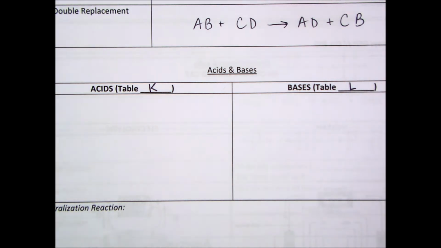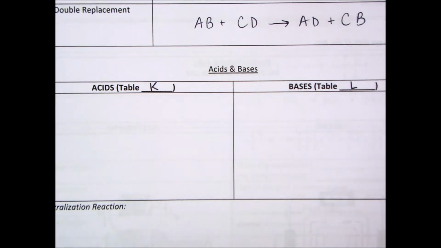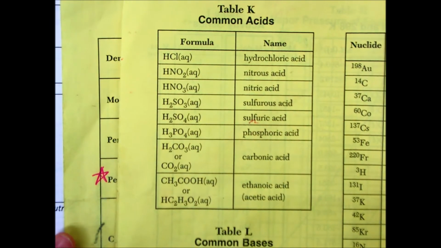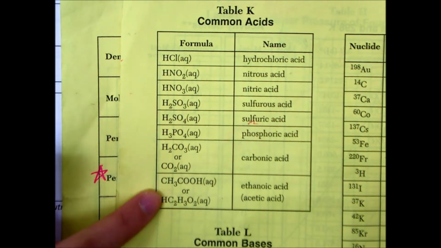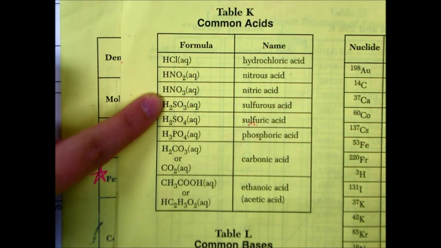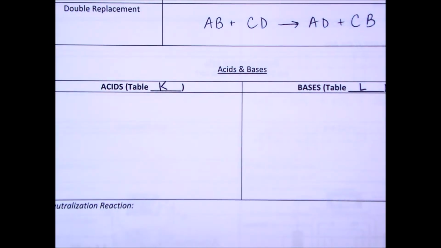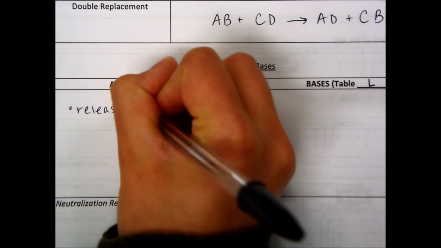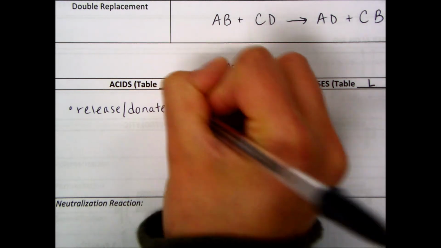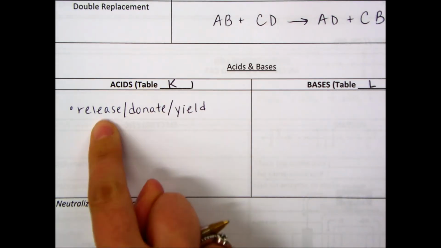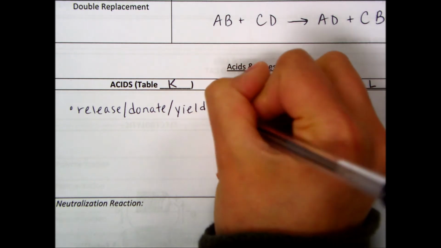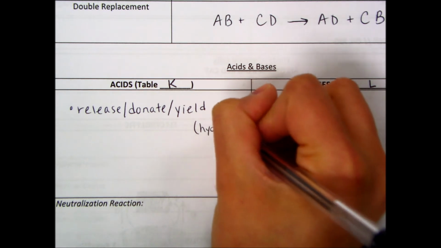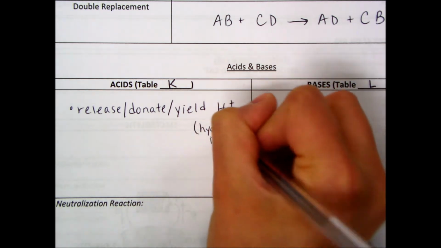So how are acids and bases defined? Well, you can gather this information really by just looking at the different examples. So for instance, acids, all of them have this hydrogen at the start of their formula, right? So acids, when they're dissolved in water, will release or donate, or if you see the word yield, just know that it means donate or release. They're going to yield that hydrogen ion in solution. All right, and you might see its name, the hydronium ion.